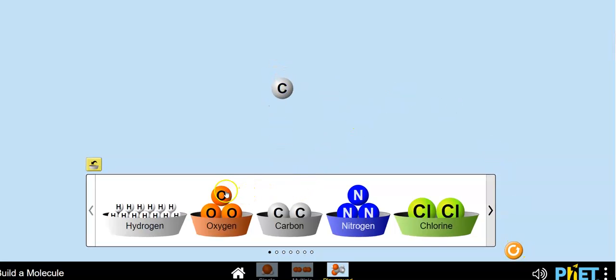Let me put my carbon dioxide together. Carbon dioxide. Now it's carbon monoxide because there's only 1 oxygen. We'll make it carbon dioxide. The di means 2.